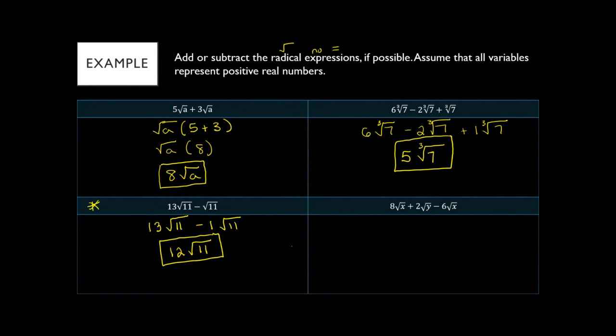So you can think of this radical as basically acting like a variable. Instead of 13x minus x, which would give you 12x, we're just replacing x with a square root kind of thing. But it has the same rules as variables. You can combine them the same way.